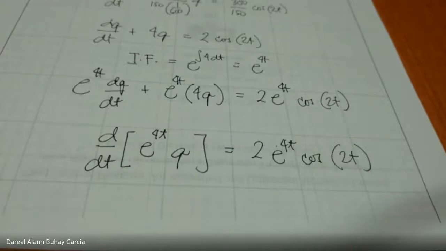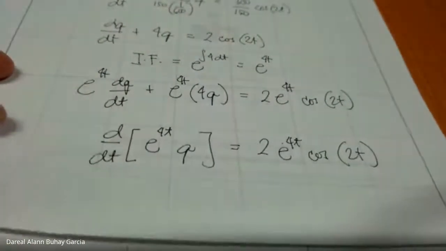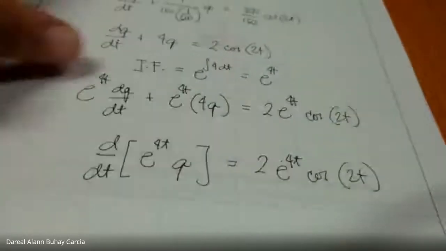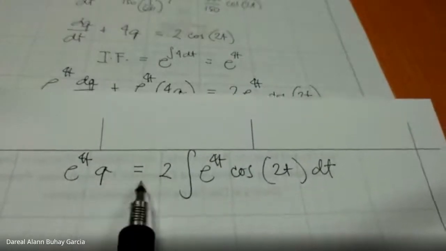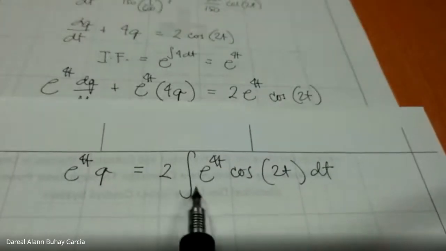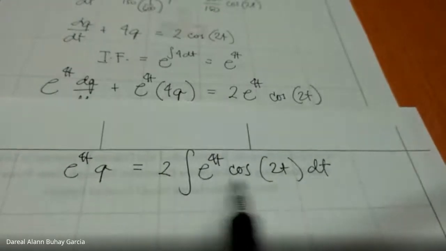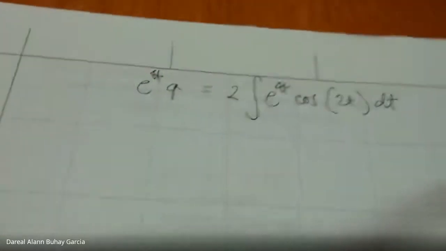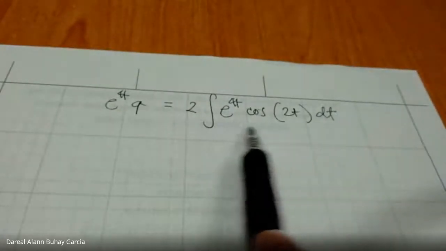Integrating both sides, e to the power 4t times q is equal to 2 times the integral of e to the power 4t cosine 2t dt. This needs integration by parts. Let's set this aside, the 2, and we will not apply it for now.